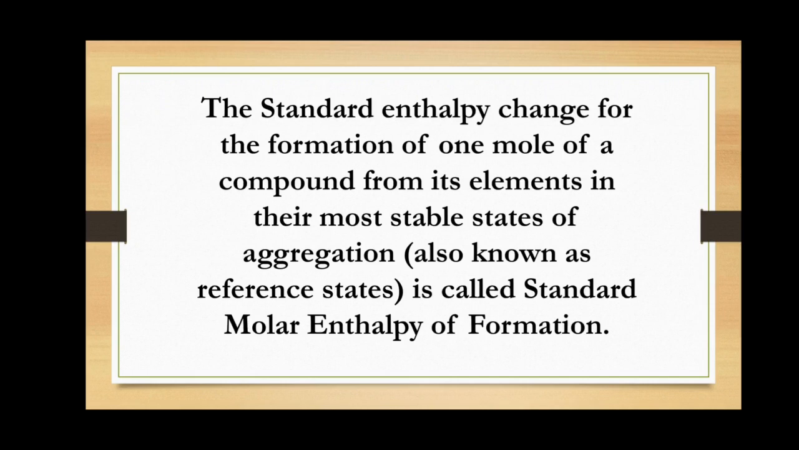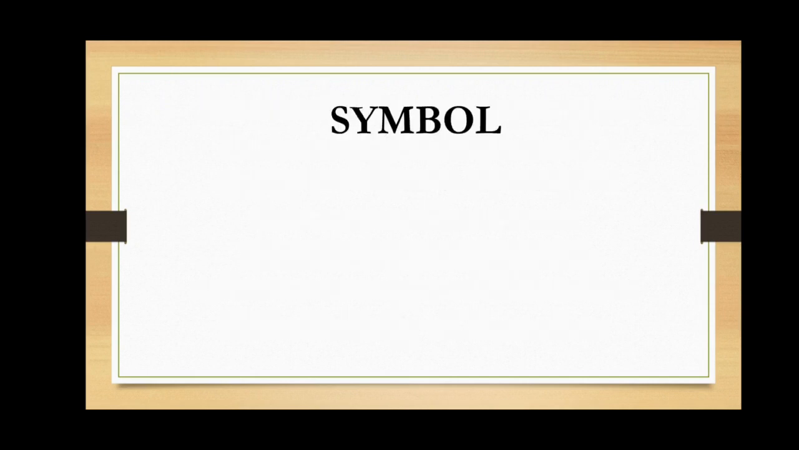So these elements should be in their most stable states of aggregation, and when they combine, they form compounds, and that should be 1 mole. Then the enthalpy change accompanying such a reaction is called the standard molar enthalpy of formation. The symbol for the standard molar enthalpy of formation is delta H with a superscript of standard state, and F means formation. For fusion, it is not F, it is FUS. Fusion is FUS and formation is simply F.